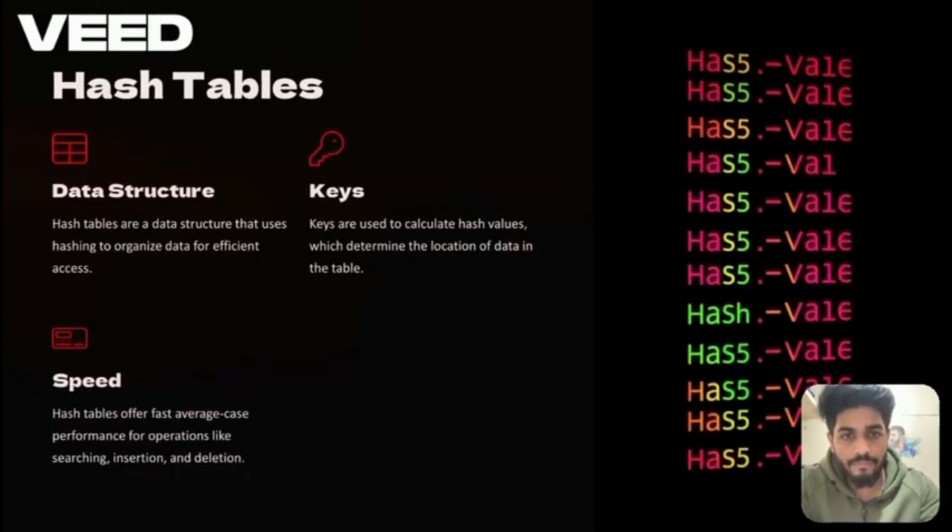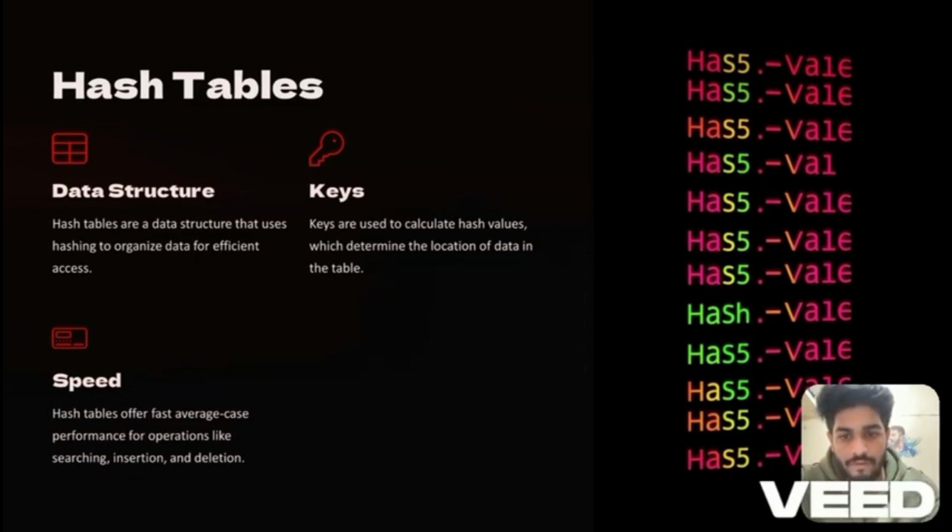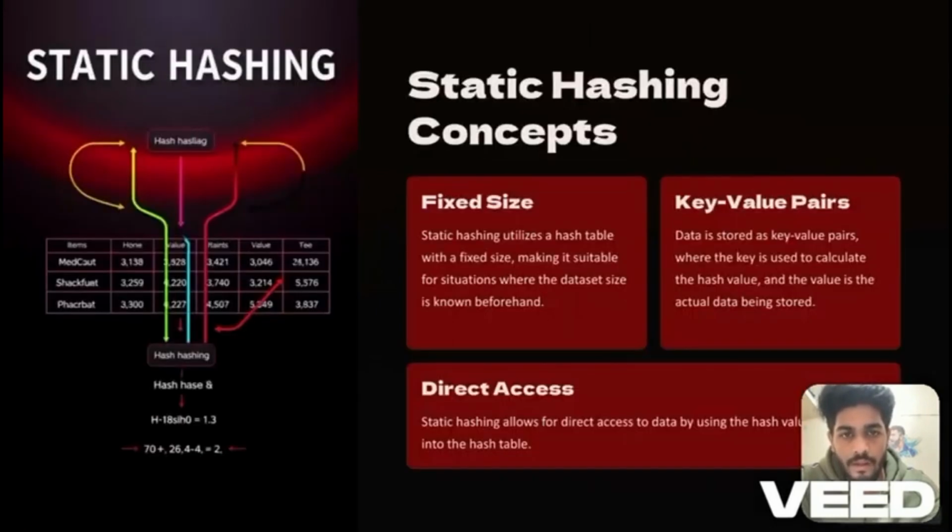Hash tables. What are hash tables? They include data structures, keys, and speed. Hash tables are a data structure that uses hashing to organize data for efficient access. Keys are used to calculate hash values, which determine the location of data in the table. As for speed, hash tables offer fast average case performance for operations like searching, insertion, and deletion.